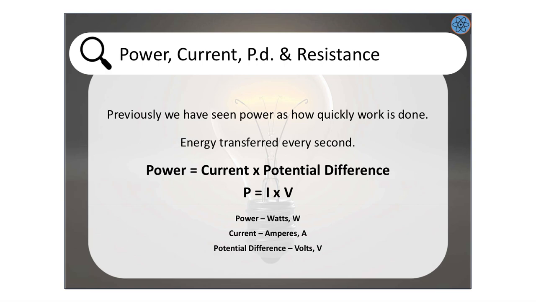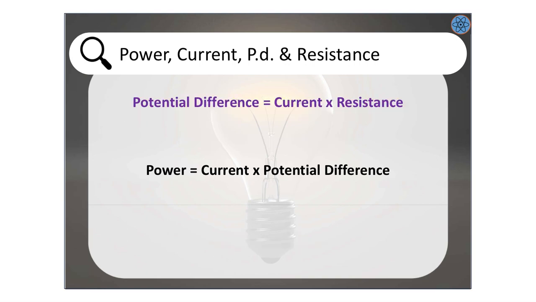Power is measured in watts, capital W, current in amperes or amps, capital A, and potential difference in volts, capital V. However, for potential difference, we've seen it before with Ohm's law. Potential difference equals current times resistance. So now, notice I've changed the letters in purple. So rather than writing potential difference, we can swap that in for current times resistance.